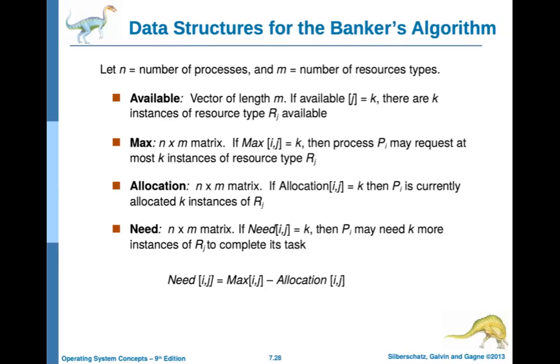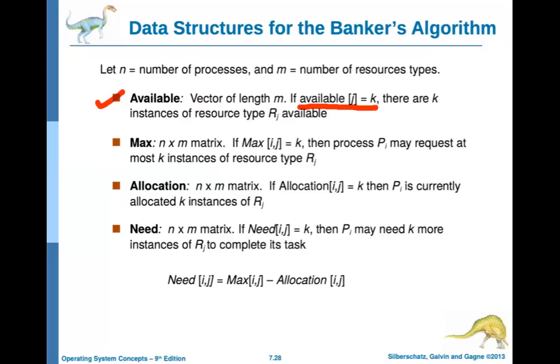Okay, so available is a vector of length m. That means it is associated with resource type. So the entry available[j] is equal to k. This denotes that there are k instances of resource type Rj available. Remember, even though just j is mentioned there, the meaning of that is resource type Rj.